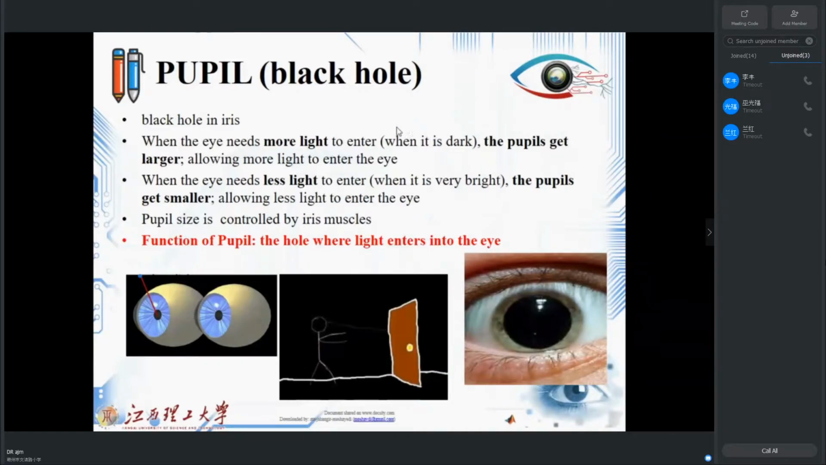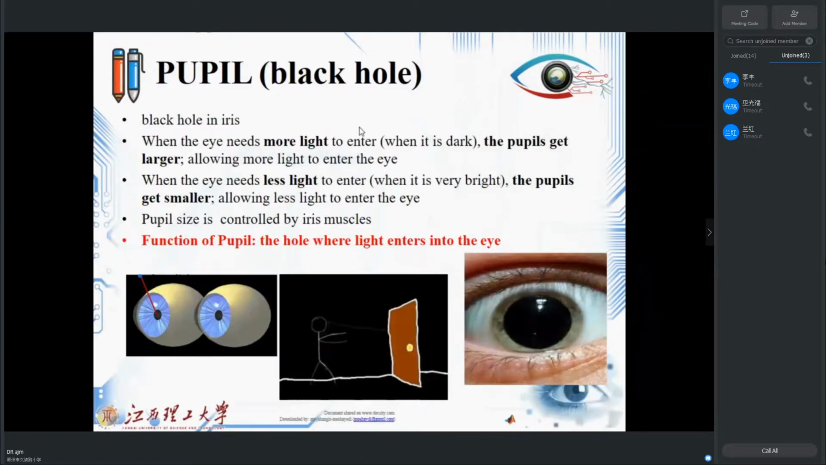Pupil size is controlled by a fantastic part, or a fantastic pump, that we call the iris muscle. Its main function is that the hole where light enters the eye is controlled by it. Maybe just these two parts that I told you about will remind you of a camera, and how you can tune the shutter and how you capture a figure or picture with the camera.